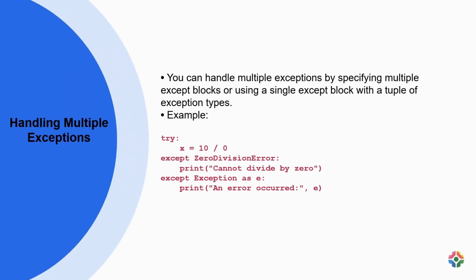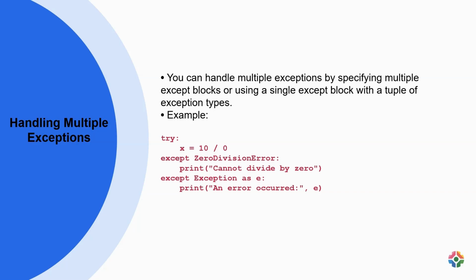When handling exceptions in Python, you can manage multiple exceptions by either utilizing several except blocks, with each handling a distinct exception type, or by employing a single except block with a tuple containing the various exception types. For instance, if you wish to catch a ZeroDivisionError specifically, and any other exceptions generally, you can structure your code like this. try: x = 10/0 except ZeroDivisionError: print("Cannot divide by 0") except Exception as e: print("An error occurred", e).